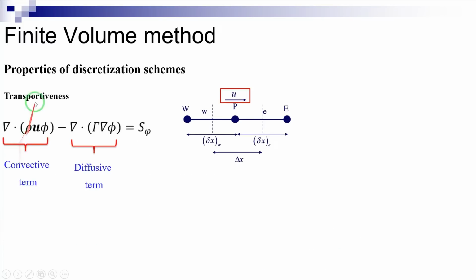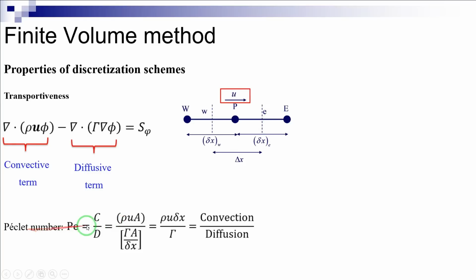Transportiveness. The effect of flow direction on the transport of information must be considered in the schemes for the discretization of the convection term. Accordingly, the upstream nodes have a more dominant effect on the value of phi than the downstream ones. The Peclet number, which is defined as the ratio of the convection to diffusion and is defined in this equation, is a good indicator of the relative strength of convection and diffusion. If the Peclet number equals 0, the transport process only includes diffusion, and if the Peclet number approaches infinity, the transport process is done only through pure convection.